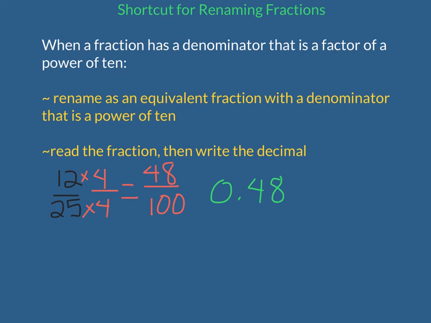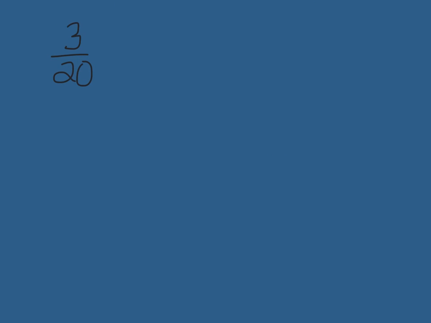So let's try another one using that shortcut. Okay, we have 3/20. We know that 20 goes into 100 evenly, so we can use that, and we'll multiply. 20 times 5 would give us 100, so we have to multiply the top by 5. So that would equal 15 over 100. Now we have our fraction, and now we need to just read that fraction, 15 hundredths. And then we just write that down, 15 hundredths.